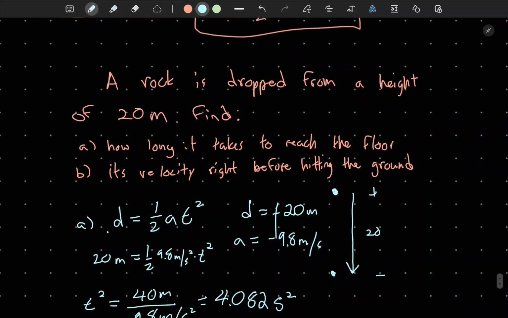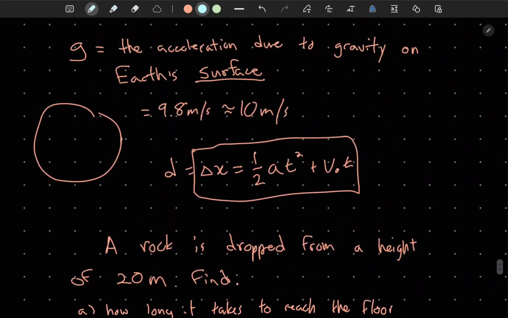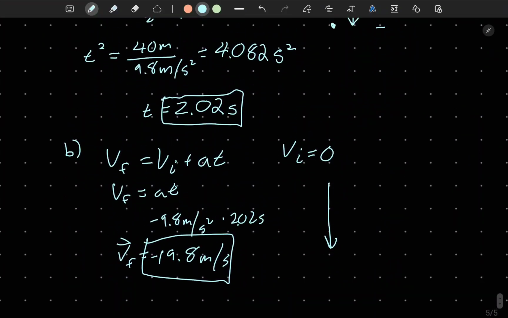So that is all for today on acceleration and gravity. Next, we will be talking about the big 5 kinematics equations.